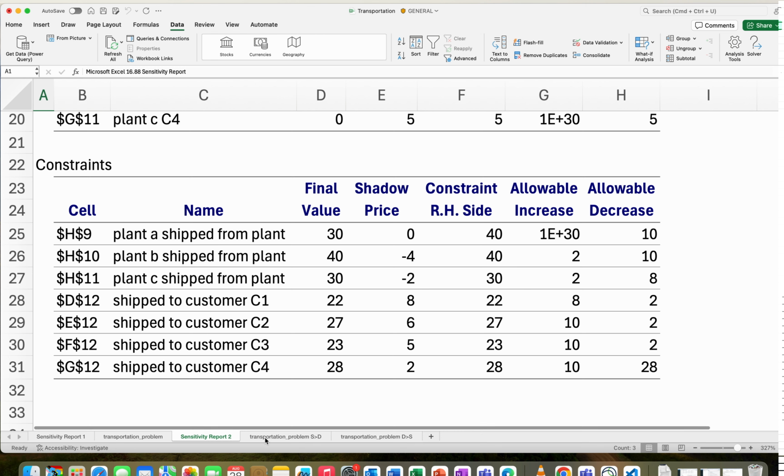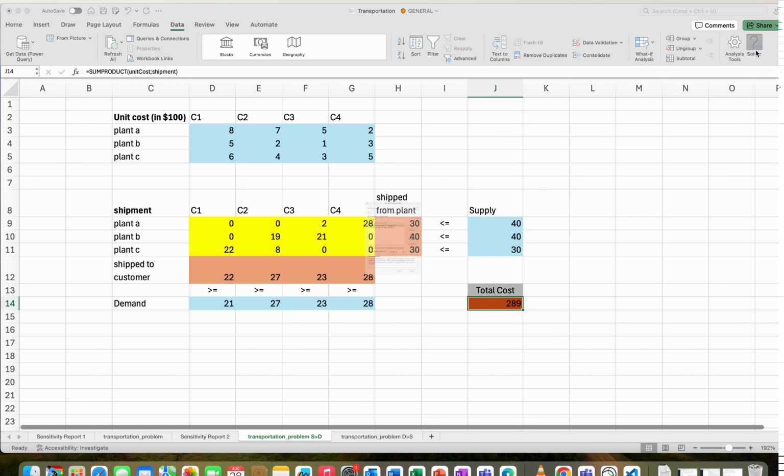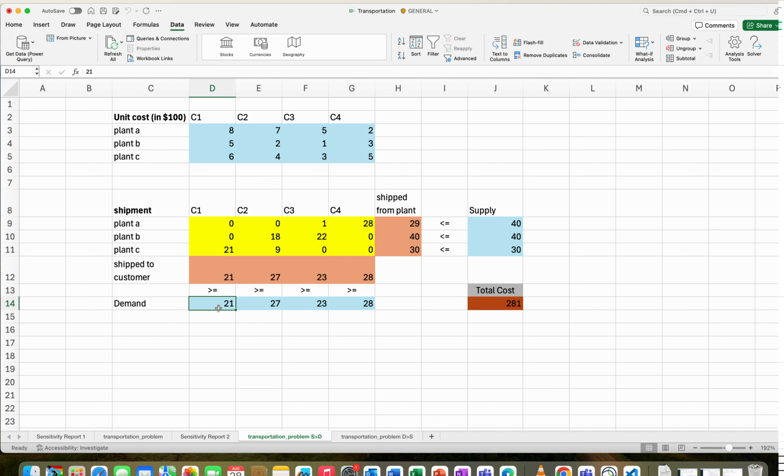So let's go ahead and change these demand constraints and see how the network changes. Now when I decrease the demand to 21, I can expect the cost to become 281, and with an increase in the demand to 23, I can expect the total cost to go to 297. Let's experiment on that. On solving this problem, like I expected, it became 281. Now if I increase this limit to 23, I can expect 289 plus 8, which becomes 297.